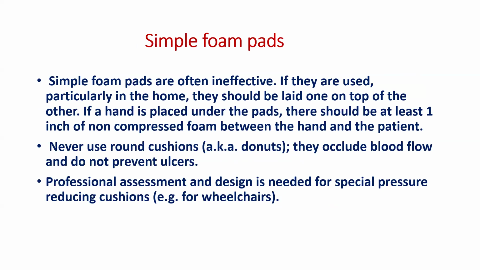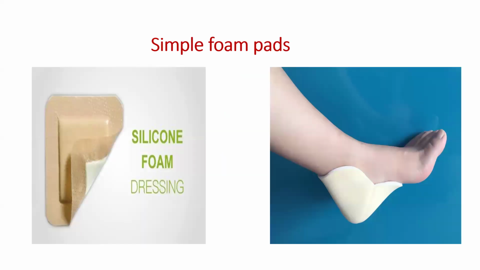Simple foam pads are also used. They are often ineffective, but they can be utilized in certain conditions. Never use round cushions, such as donuts. They can occlude blood flow. And you're probably going to need professional assessment with special pressure reducing cushions for wheelchairs, for example. Simple foam pads, such as silicone foam dressing.